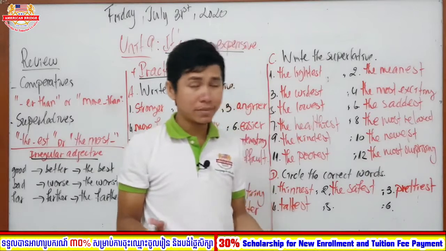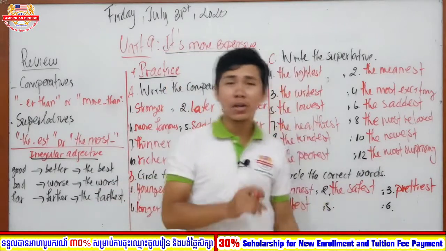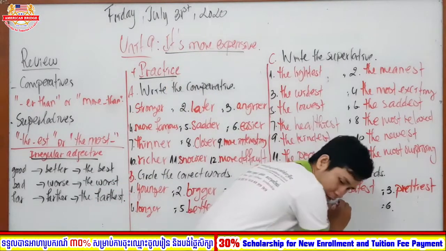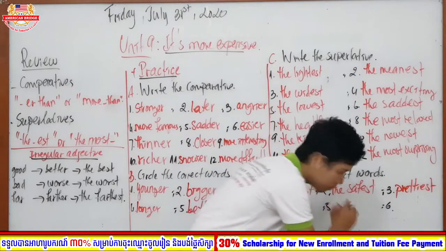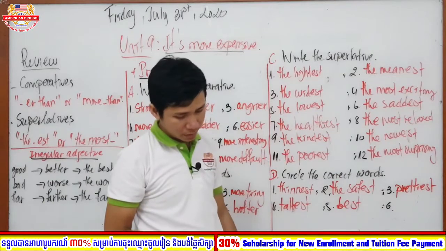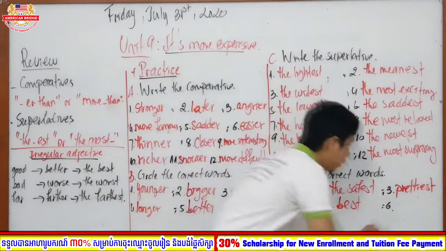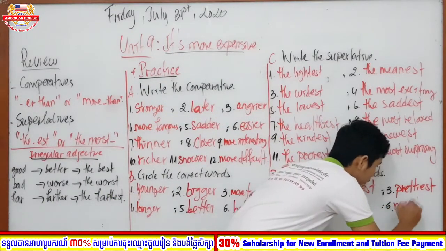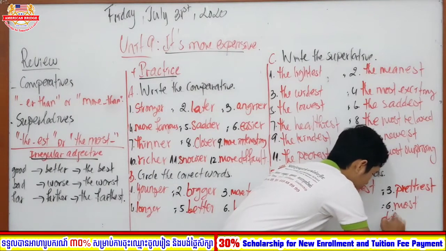After that, number 5, Martin was the best. You can see over here, good changes to best. And here they put the word best. After that, the last one, number 6, which one is it? Very good, most difficult.